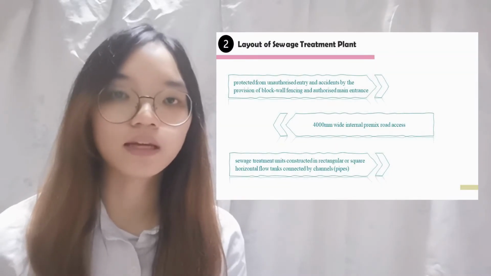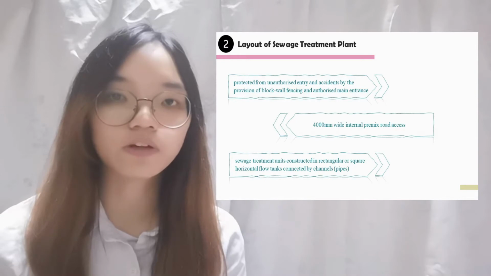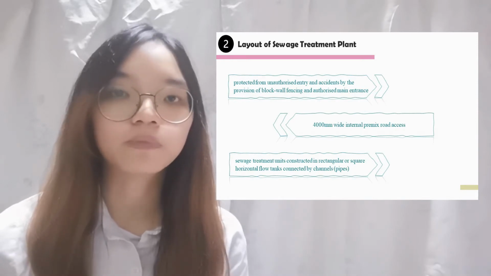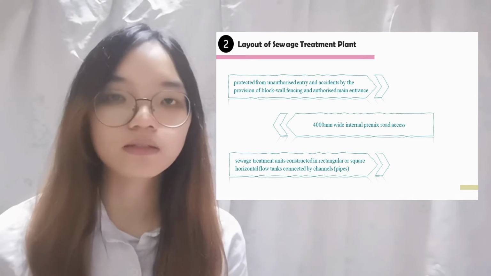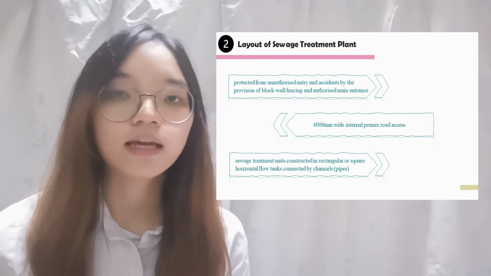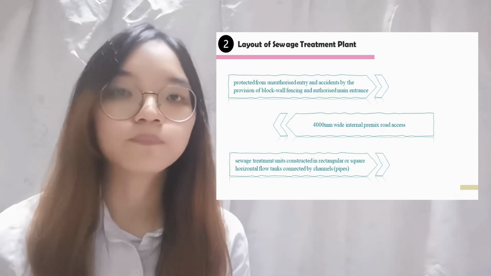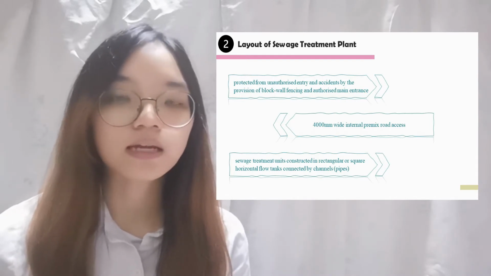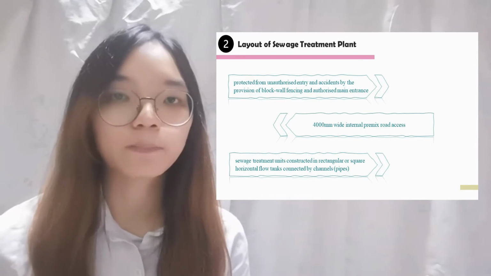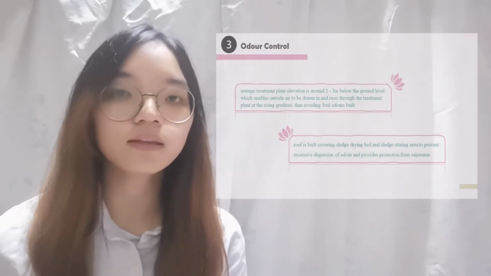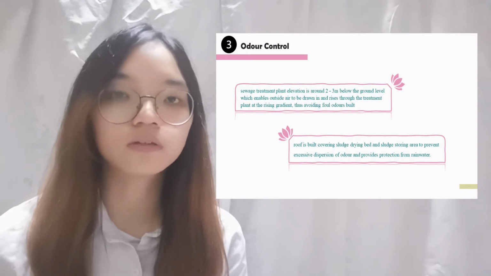The second aspect is the layout of the sewage treatment plant. The facility is protected from unauthorized entries and accidents with brickwork fencing, and there is a 4-meter wide premix concrete road constructed for maintenance purposes. The processing unit is built in rectangular flow tanks and connected to pipes. The third one is odor control.